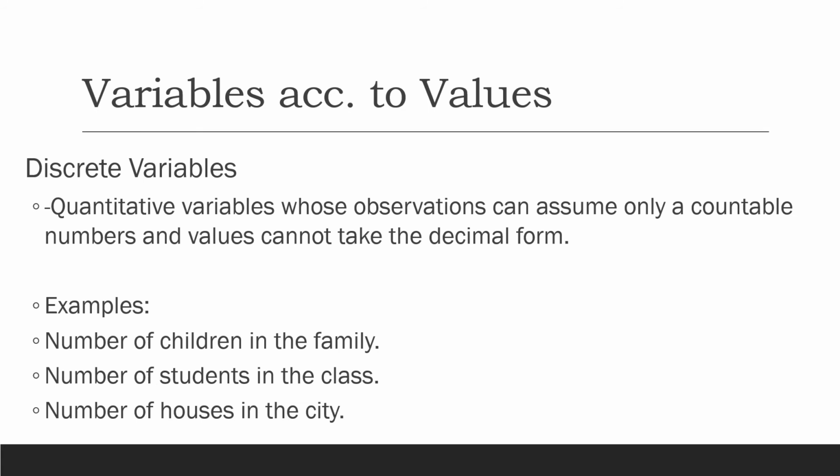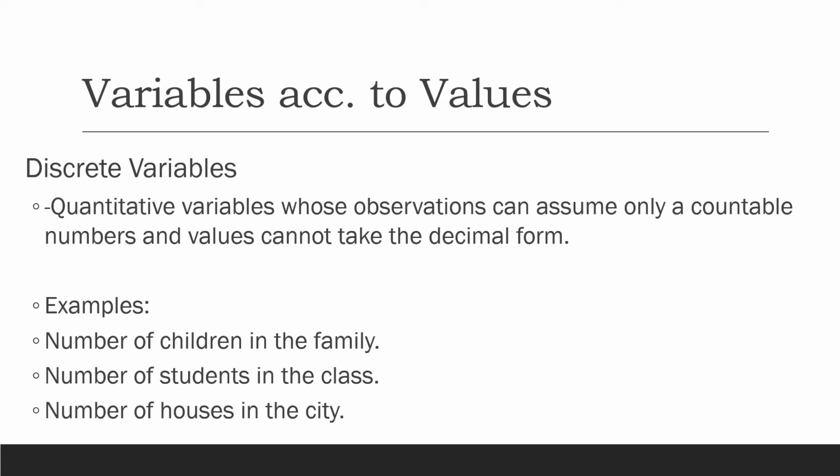When we say discrete variables, it is the variable whose observation can assume only a countable number of values and cannot take the decimal form. Wala pong kalahati nito. Okay? Wala pong 1/4, walang 1/3. For example, the number of children in the family, di ba? The number of students in the class. Wala namang klase na 39.5. Okay? Maliban lang kung lulubog lilitaw.